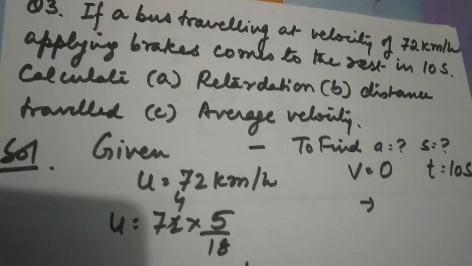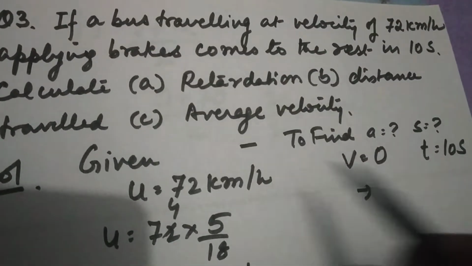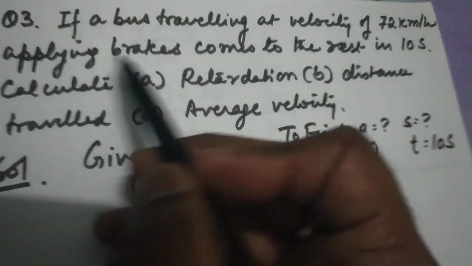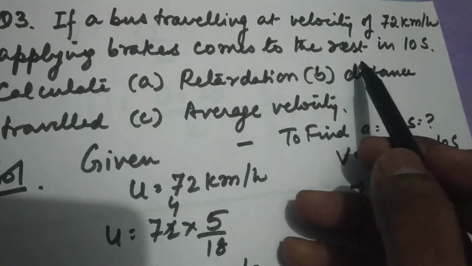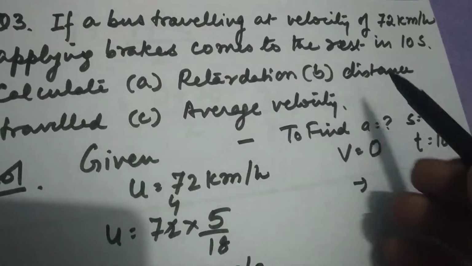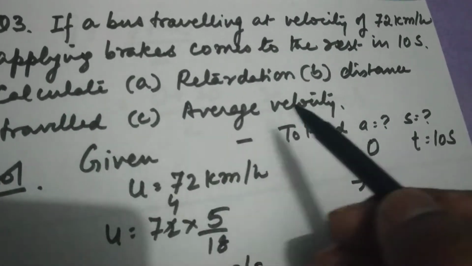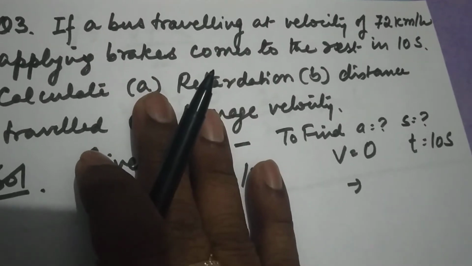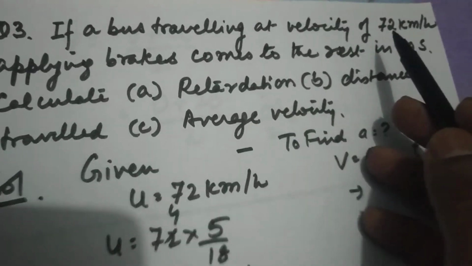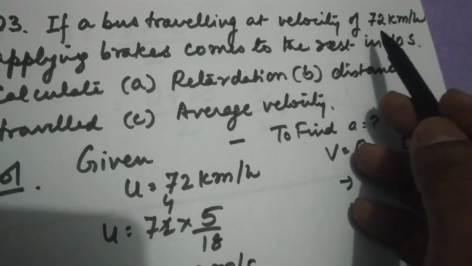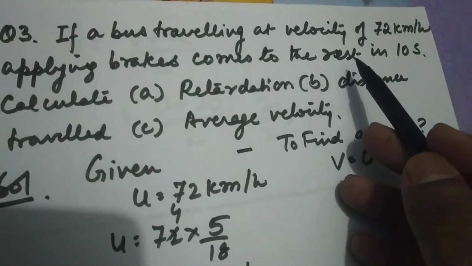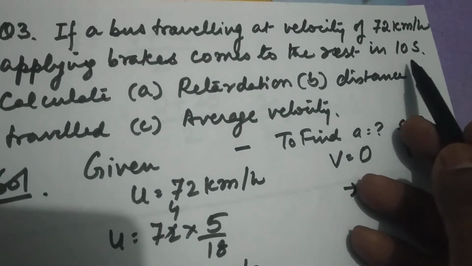The language that I am reading has to be understood first. If a bus traveling at a velocity of 72 km per hour, applying the brakes, comes to rest in 10 seconds, calculate the retardation, the distance traveled and the average velocity. So the question has to be read at least 2 times. Understand the question: at what speed is the bus moving? 72. What did it do? It applied the brakes. Comes to rest in 10 seconds.